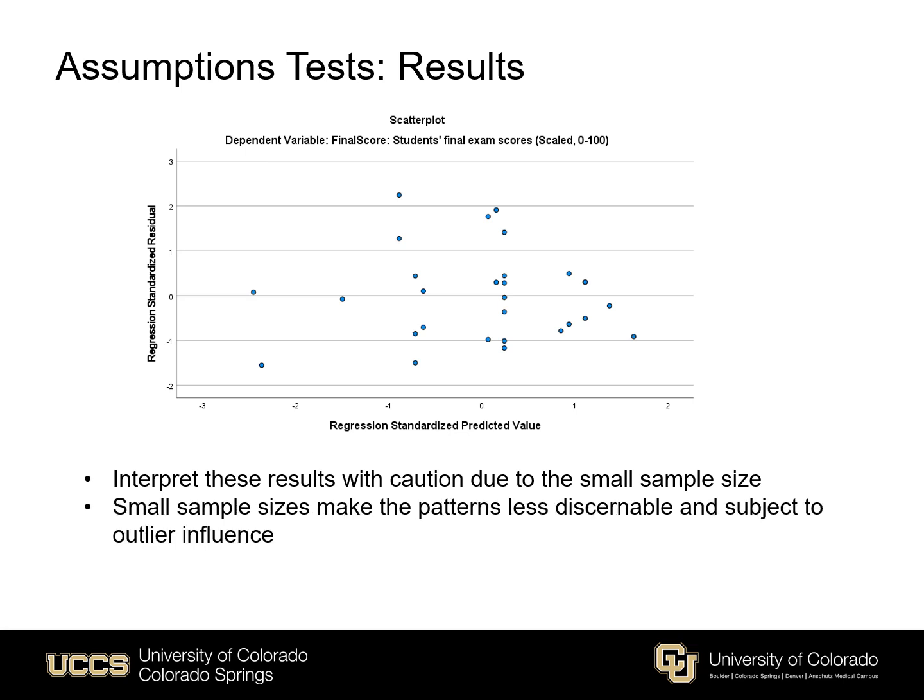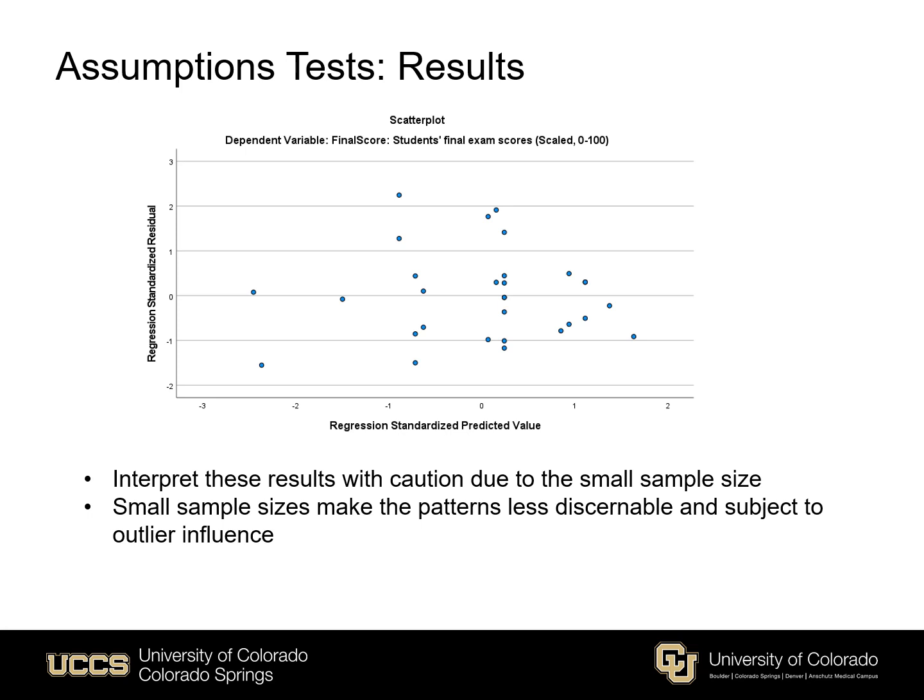And that's because the small sample size makes the patterns less discernible and really subject to the effect of outliers, where one or two residuals might really change the shape of this distribution of points and cloud our assessment of whether the assumptions have been met. So I'm going to leave this discussion of assumptions, assuming that for the educational purposes of this module, we have met these assumptions sufficiently to move on.